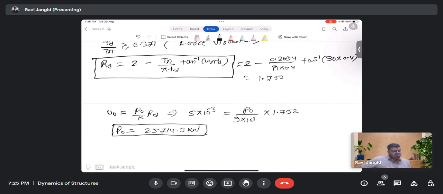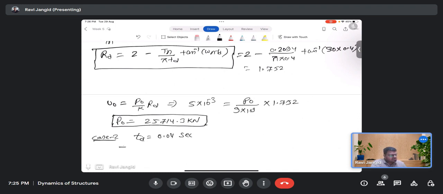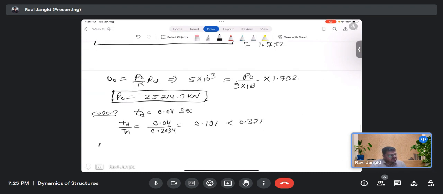So now in case 2, if my TD is 0.04 second, can you calculate the TD by TN ratio? That will be simply 0.191, which is less than 0.371. So my maximum response would be during free vibration.